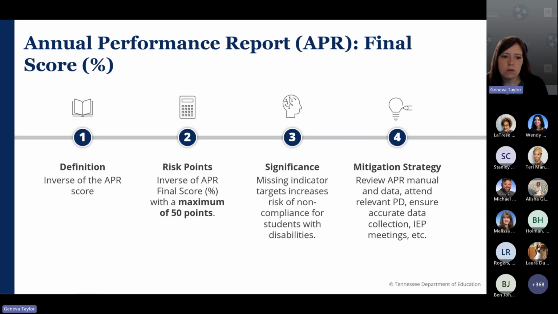Your final APR score, for those of you that are IDEA directors on the line, the higher your score, the better off you were according to your annual performance report. Well, since results-based monitoring risk uses a low score indicates less risk, we have to invert your APR score. So they will never match point for point. And then we also give a maximum of 50. So if your score was 88, then you would inverse that and make it a 12, for example.